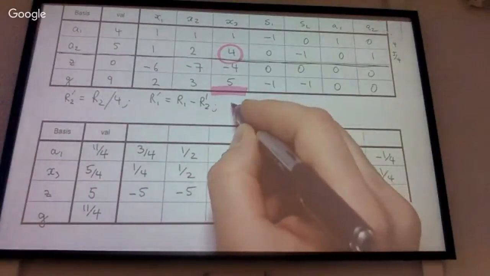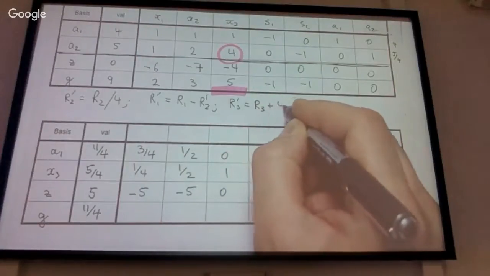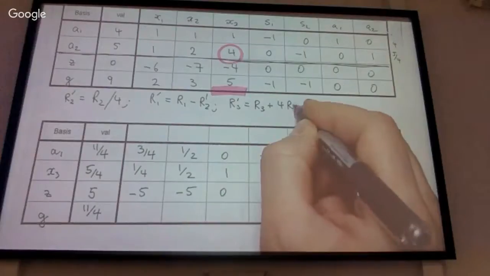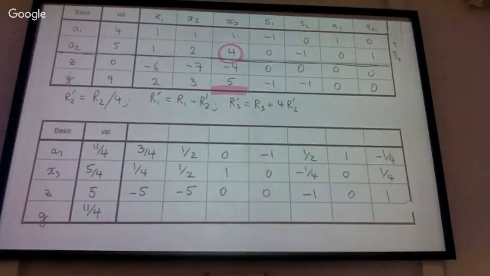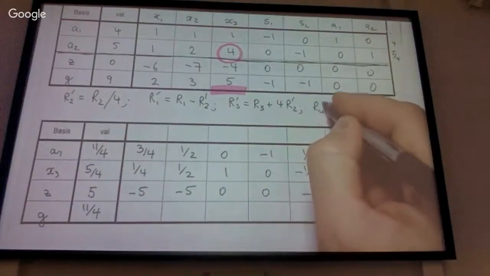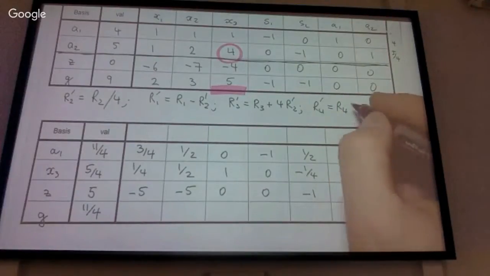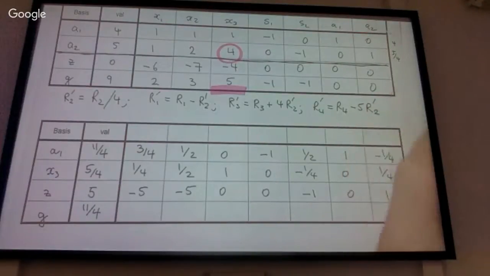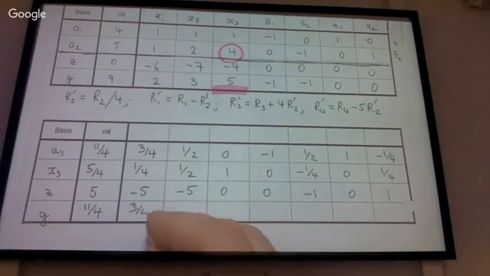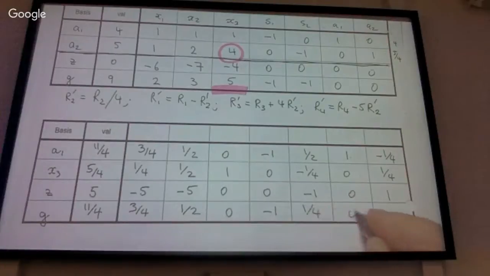The new third row is the old third row plus 4 times the new second row, because like this, I'm getting a 0 there from the -4 and not destroying anything anywhere else. And the new fourth row is the original fourth row. I think I have to take away 5 times the new row 2. And if you do it, you get 3/4, 1/2, 0, -1, 1/4, 0, -5/4.